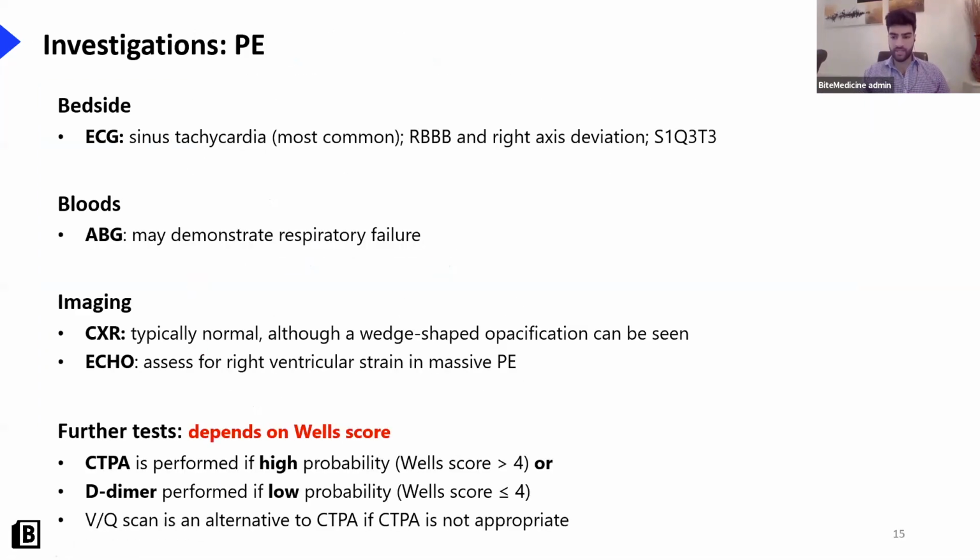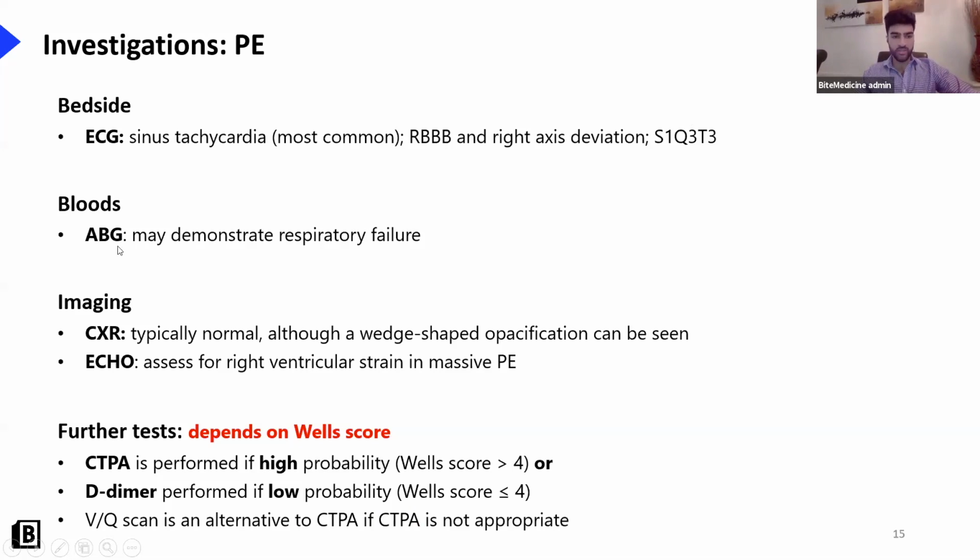So how are we going to investigate a PE? Always split it up into bedside bloods, imaging, and special or further tests. So ECG, the most common rhythm you're going to see is sinus tachycardia. You might see right bundle branch block and right axis deviation. So these two things together suggest right heart strain. And you might see S1Q3T3. So we'll come on to S1Q3T3 in a bit.